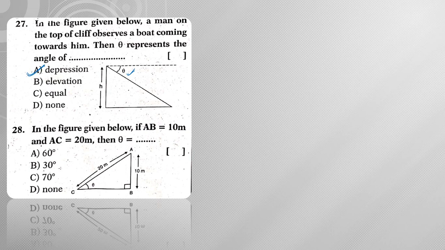Next, in the figure given below, if AB is equal to 10 meters and AC is equal to 20 meters, then theta is equal to? Here this is the opposite side and this is the hypotenuse with respect to theta, so we can apply sin theta. Sin theta is equal to 10 by 20, which is 1 by 2. Sin 30 degrees is 1 by 2, hence theta is equal to 30 degrees.